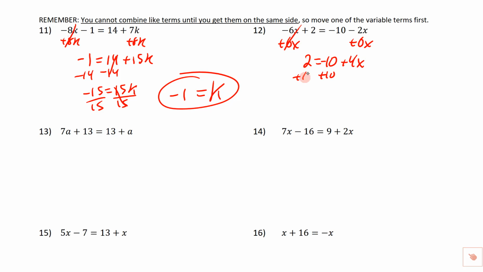So I'm going to add a 10. Those are going to cancel. I get a 12 equals 4x. We're going to divide by 4. And notice how important those two-step equation solving skills are. We use these all the time, so we've got to be really good at them.